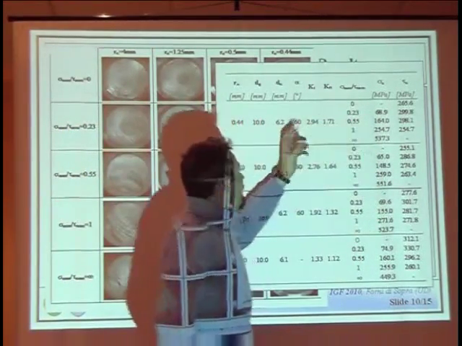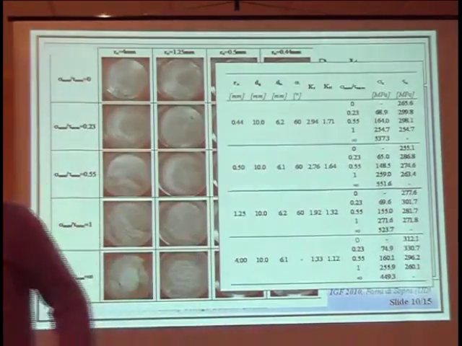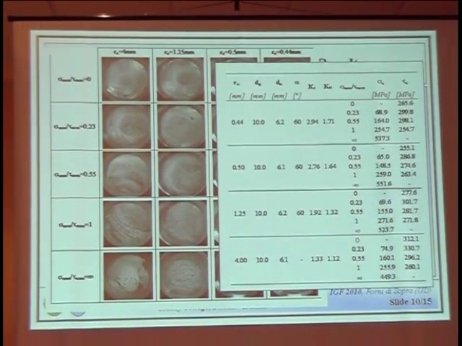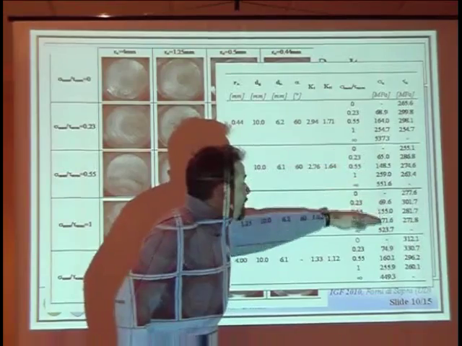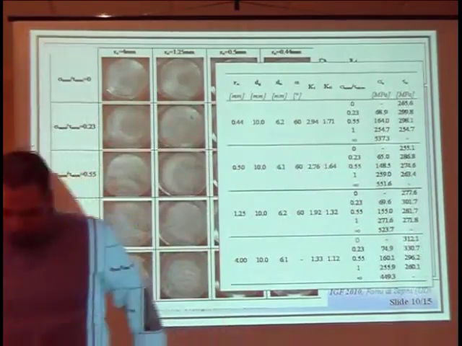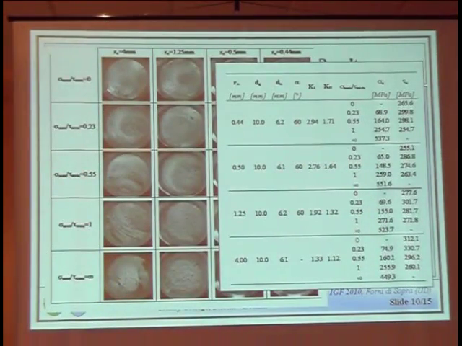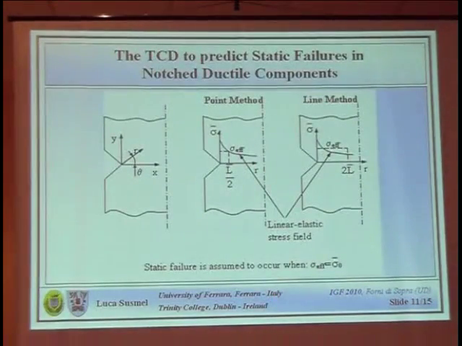Of course, we tested every geometry and loading configuration. We tested 3 to 4 samples, and this represents the average values obtained. So we tested in the end more than 150 samples to generate this matrix. So now the problem is to predict these failures using a simple linear elastic model.